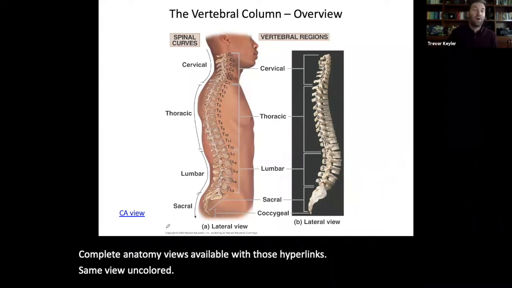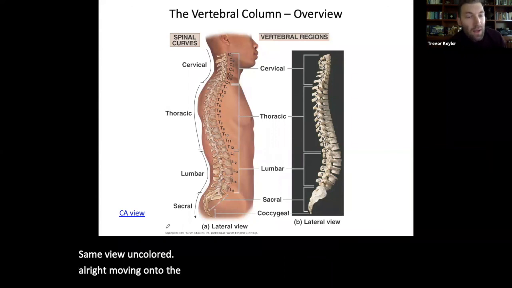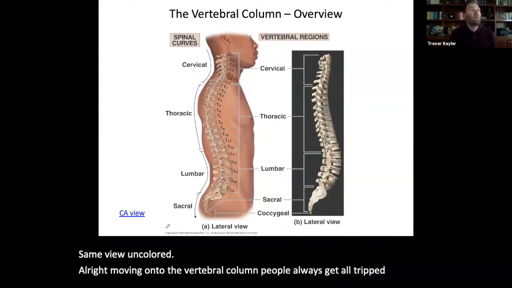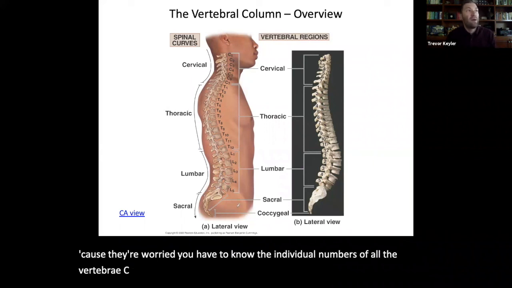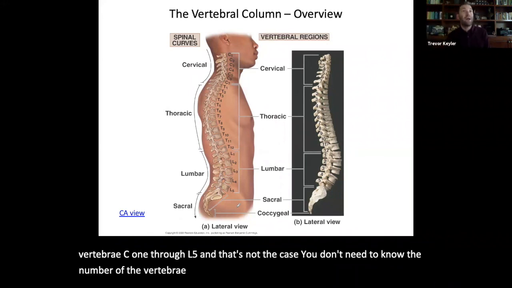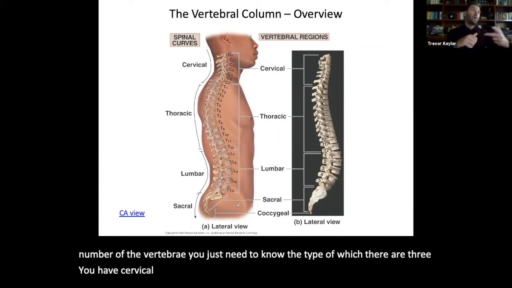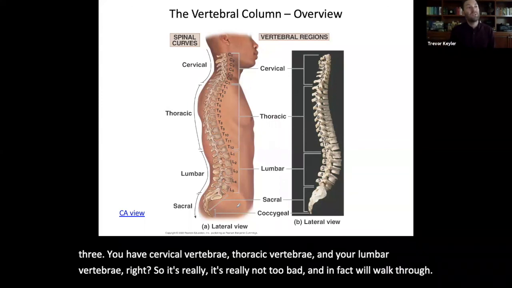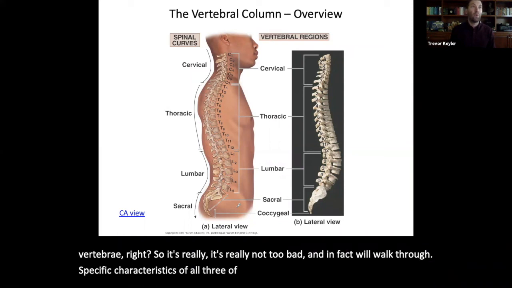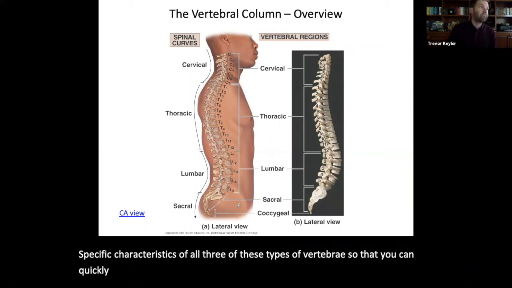All right, moving on to the vertebral column. People always get a little tripped up here because they're worried you have to know the individual numbers of all the vertebrae, right? C1 through L5. And that's not the case. You don't need to know the number of the vertebrae. You just need to know the type, of which there are three. You have cervical vertebrae, thoracic vertebrae, and your lumbar vertebrae, right? So it's really not too bad. And in fact, we'll walk through specific characteristics of all three of these types of vertebrae so that you can quickly differentiate between them. Okay. Again, helpful views within Complete Anatomy.